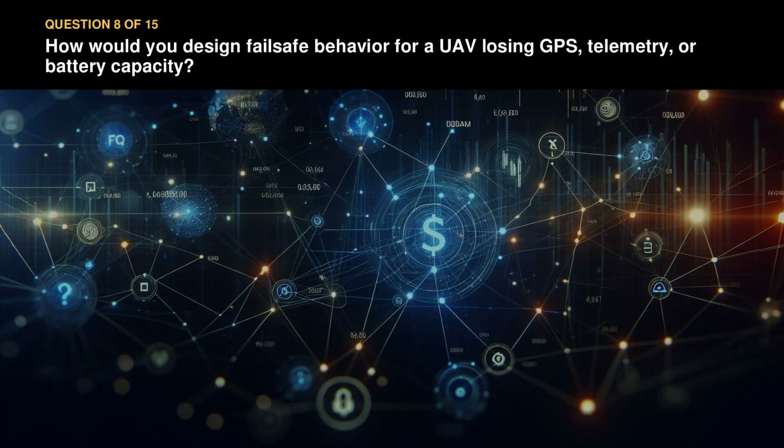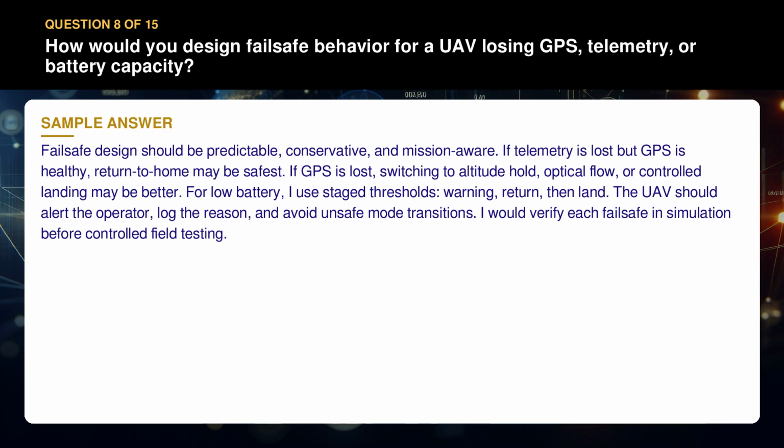Question 8. How would you design failsafe behavior for a UAV losing GPS, telemetry, or battery capacity? Failsafe design should be predictable, conservative, and mission-aware. If telemetry is lost but GPS is healthy, return to home may be safest. If GPS is lost, switching to altitude hold, optical flow, or controlled landing may be better.